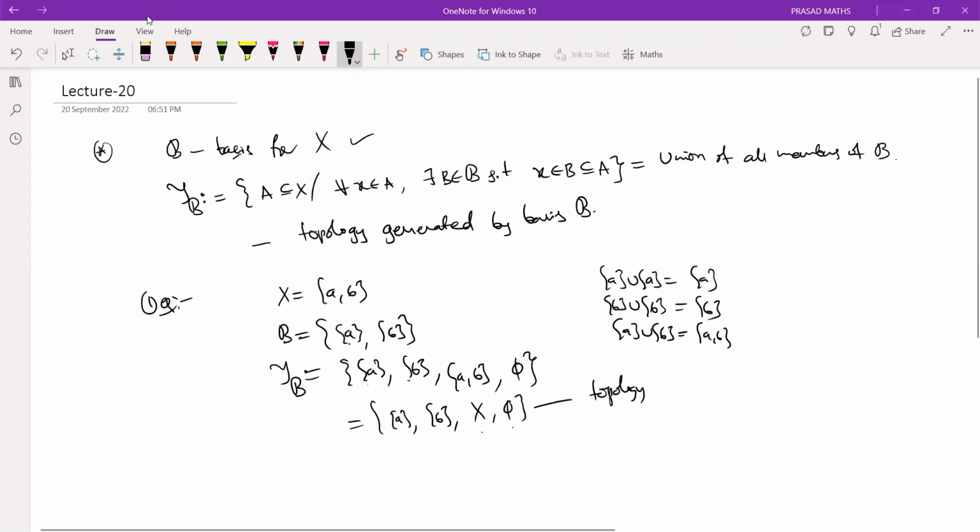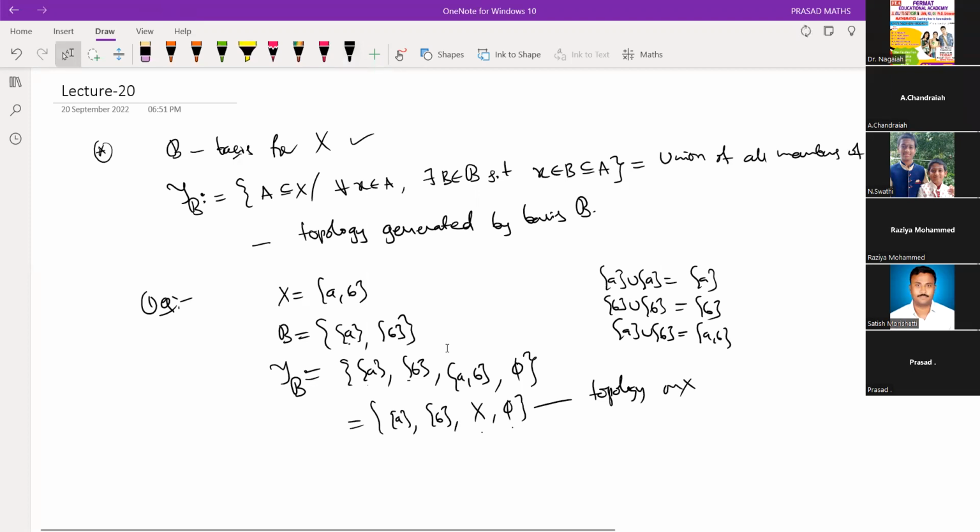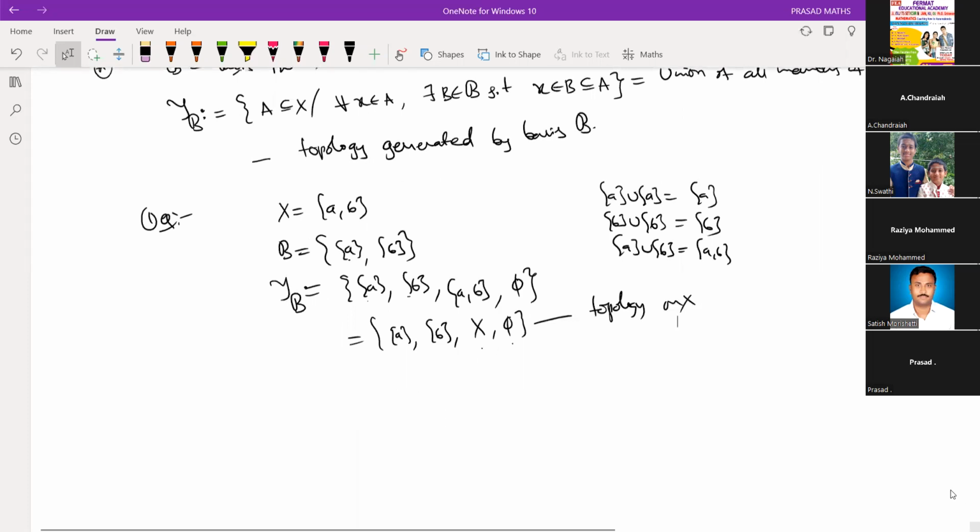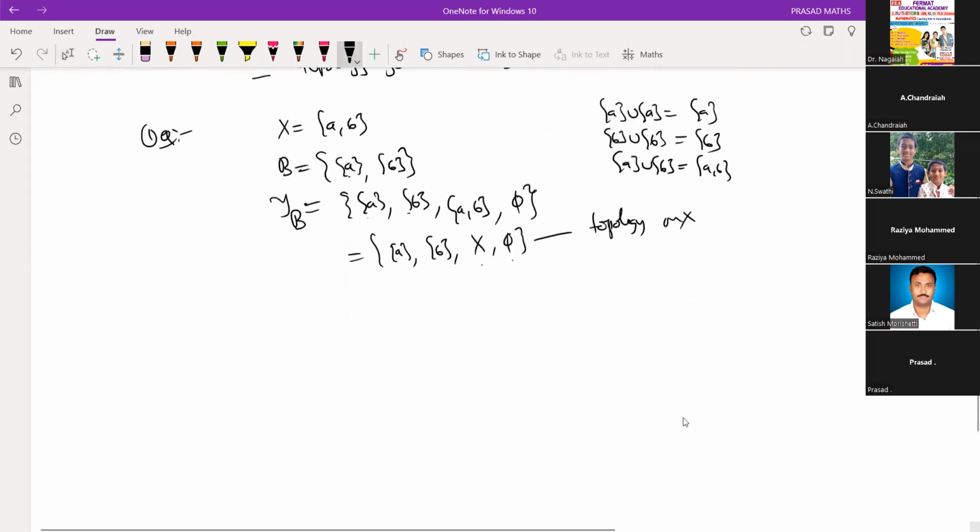Empty and X are members of tau, tau is closed with respect to finite intersection, and tau is closed with respect to arbitrary union. Therefore, it is a topology on X. This topology is known as the topology generated by an open base. So this is a very important idea: once you are given an open base, we can generate a topology.